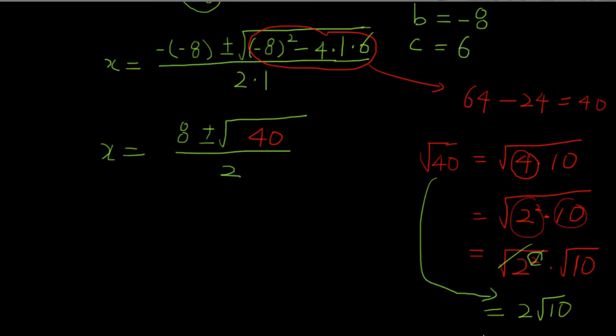4 is different. 4 I can rewrite as 2 squared. That's why I choose 4. That's why we can take this 2 outside the square root. Okay, so if the square root of 40 is 2 square root of 10, then I can rewrite this as 8 plus minus 2 square root of 10, over 2. Now we need to do one more very important, critical step to get to the answer.